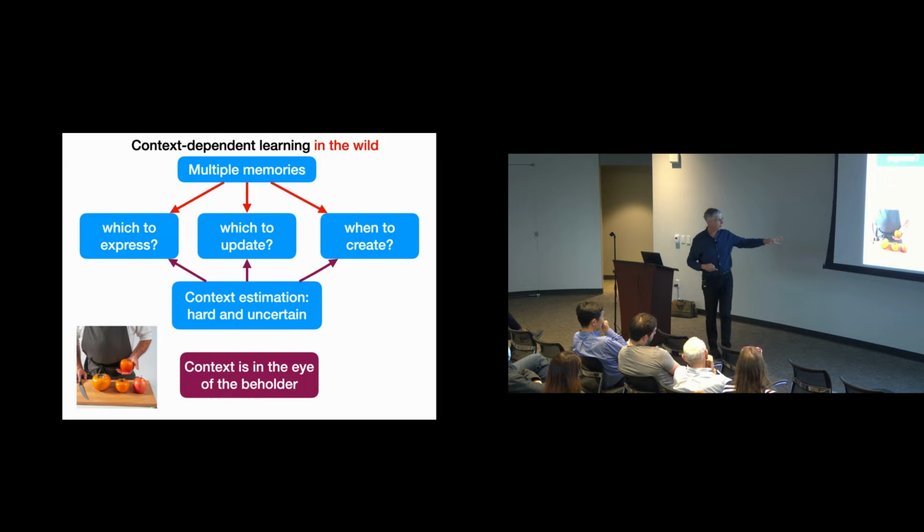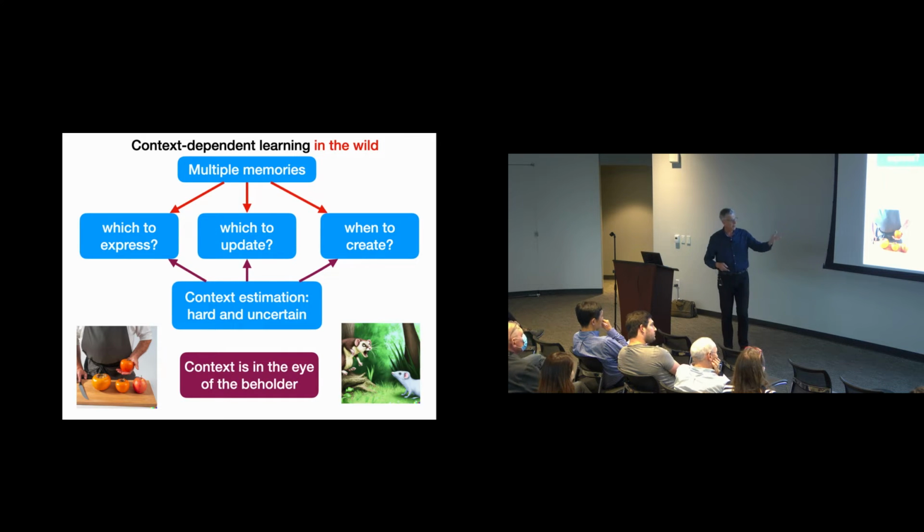So for example, if you're a chef and you've learnt to cut up tomatoes and apples, and for the first time you see a persimmon, you can decide to create a new memory for that, or you could decide to mix the memories from the tomato and from the apple in different weightings. It's up to you what you do with that. But effectively, you have to express your memory somehow and then update them in sensible ways.